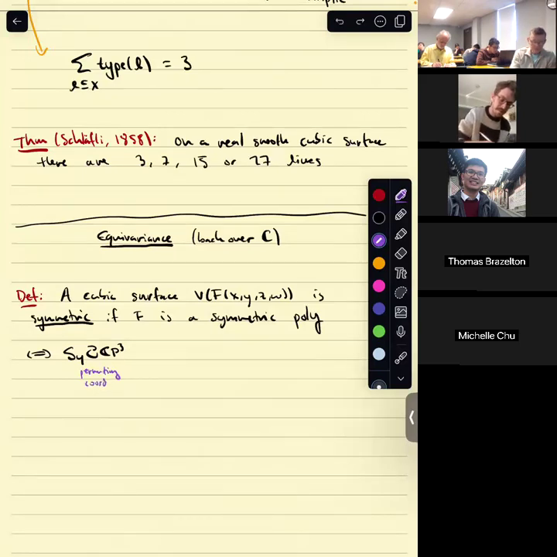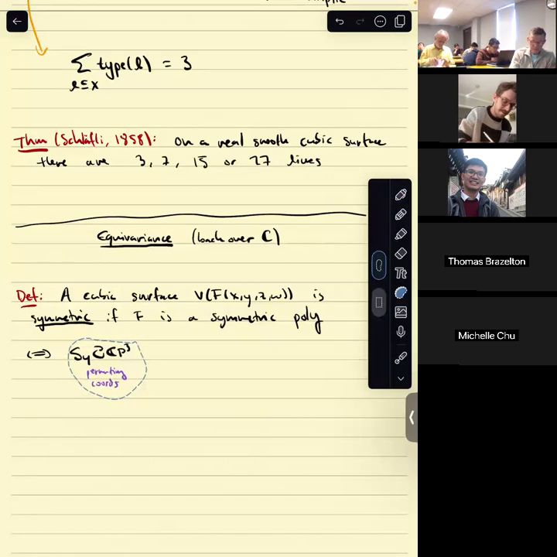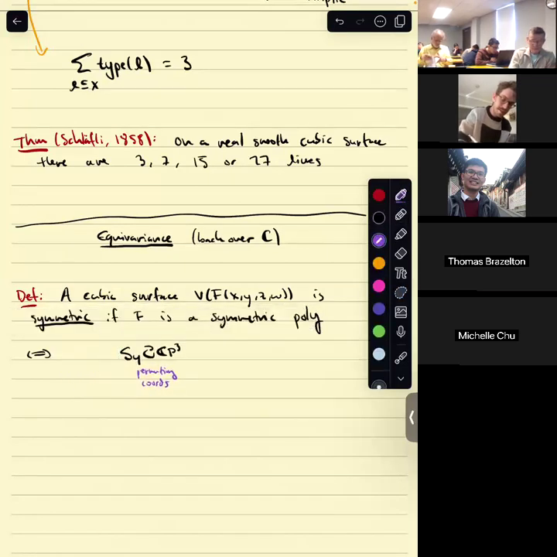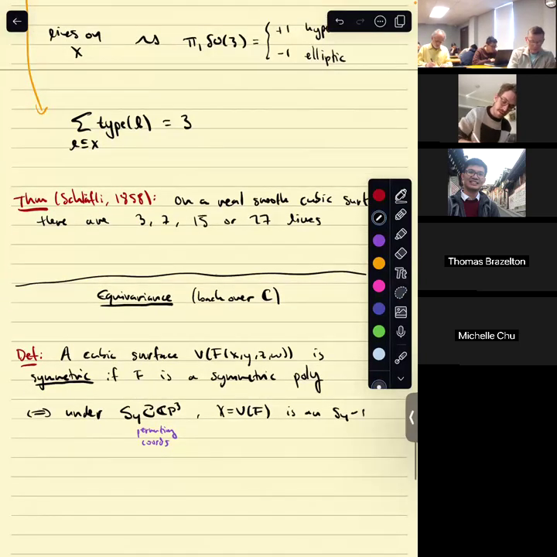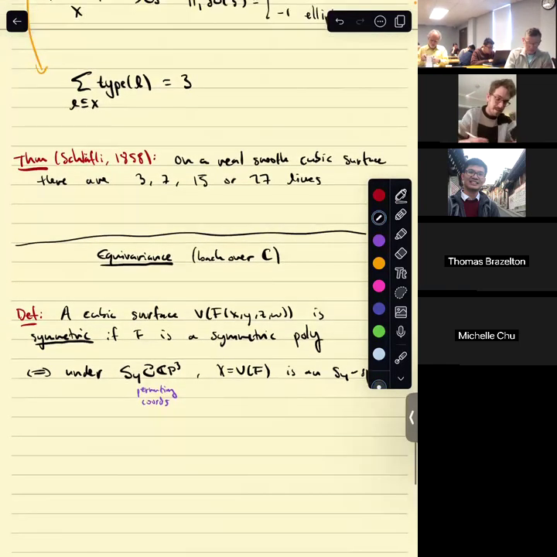And maybe let me make this into a sentence here. A cubic surface will be symmetric if and only if under this action, this thing is an S4 space. In other words, it's being mapped back to itself, and I start acting on CP3 in this way. One thing that I notice is that this action is linear in the sense that it doesn't bend lines in projective 3-space. So if I have a line on a symmetric cubic surface and I act on it via S4, I get another line, and that line will still lie on the cubic surface. So it's a very nice question to ask.